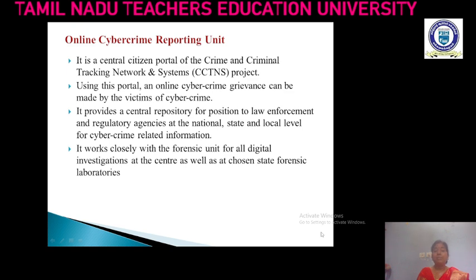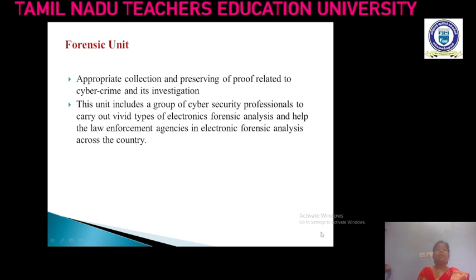It provides a central repository for law enforcement and regulatory agencies at the national, state and local level for cybercrime related information. It works closely with the forensic unit for all digital investigations at the center as well as at chosen state forensic laboratories. Forensic unit: appropriate collection and preserving of proof related to cybercrime and its investigation. This unit includes a group of cybersecurity professionals to carry out various types of electronic forensic analysis and help the law enforcement agencies in electronic forensic analysis across the country.